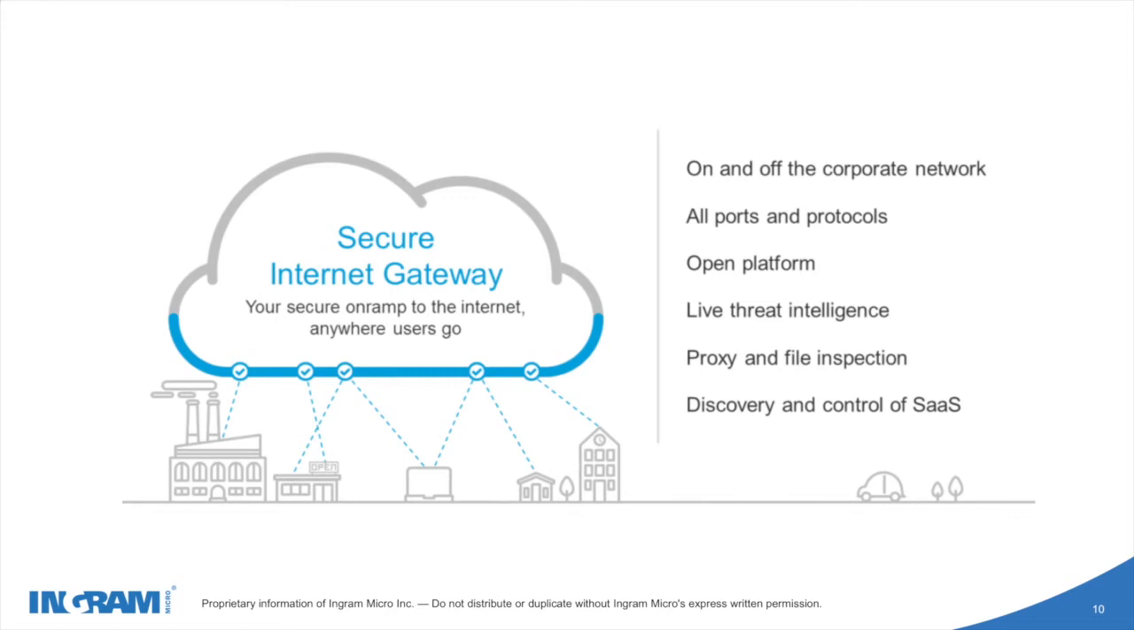Once the traffic gets to the SIG Cloud platform, there are different types of inspection and policy enforcement that can happen. And as more security controls move to the cloud, a secure internet gateway provides a platform that future capabilities can be built upon.